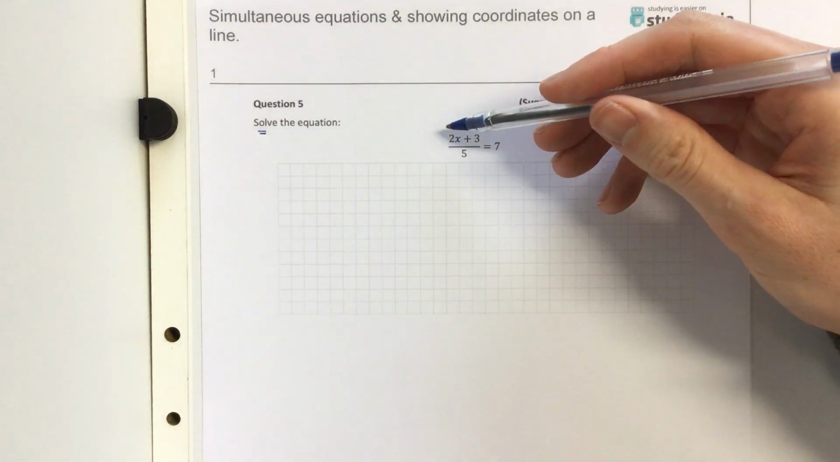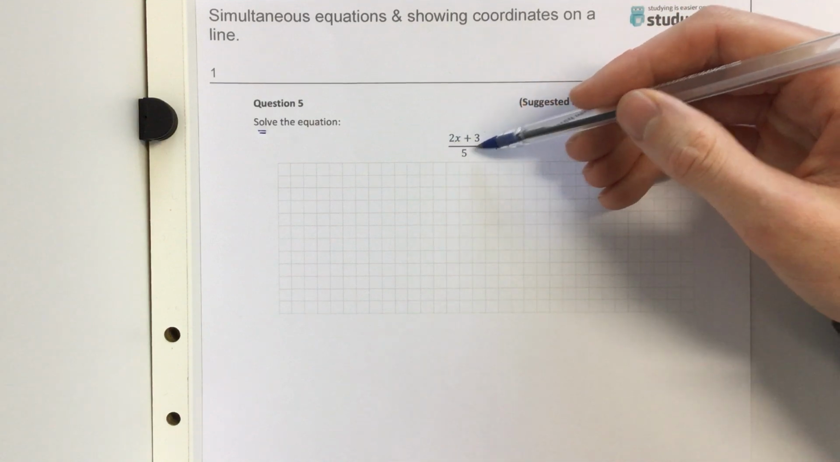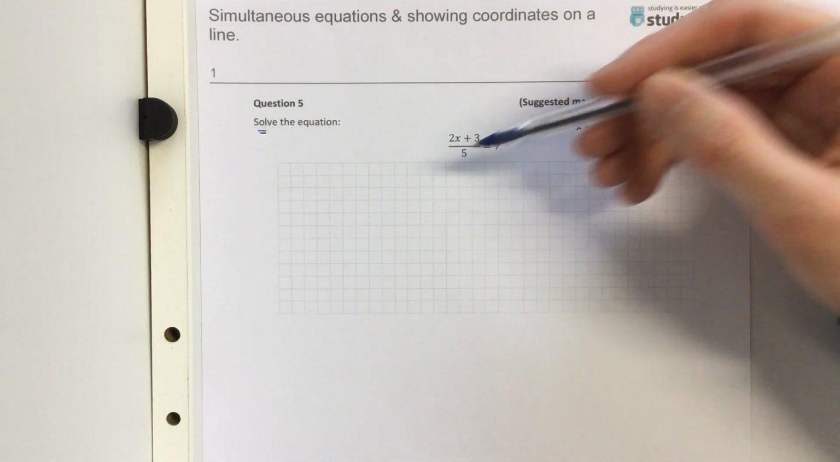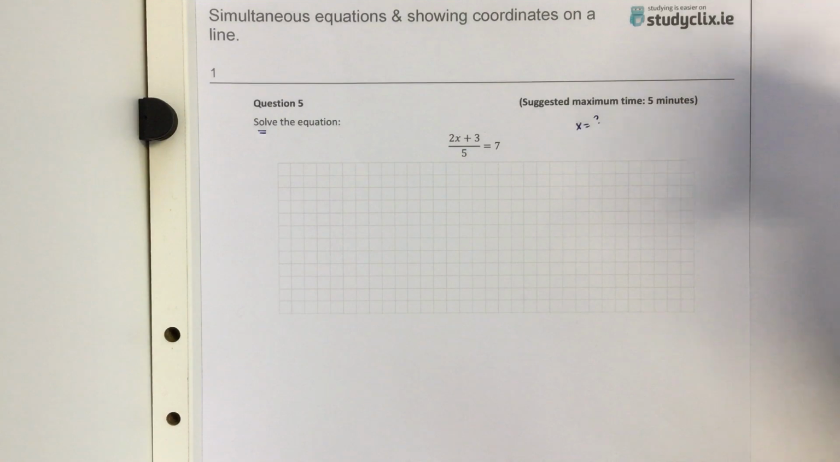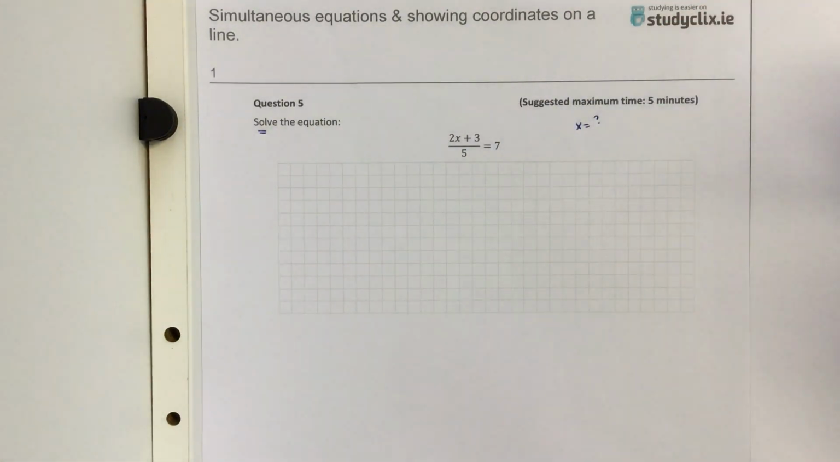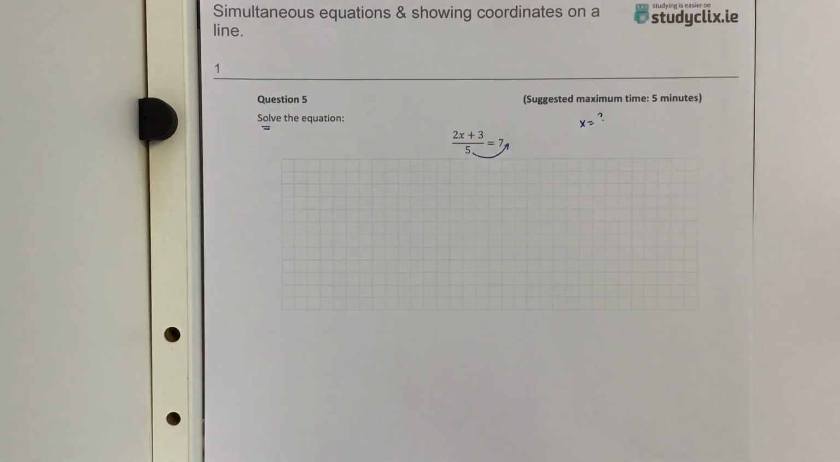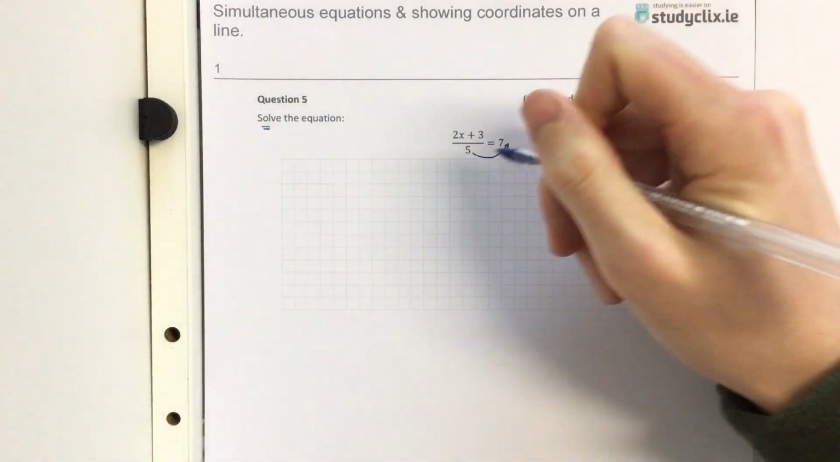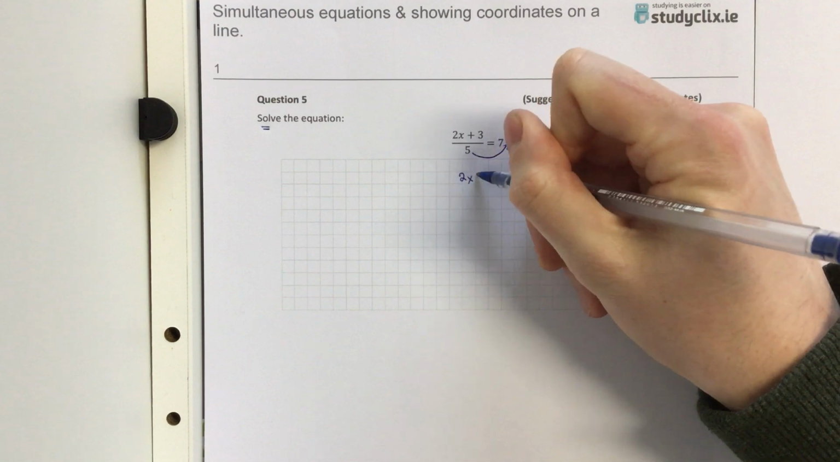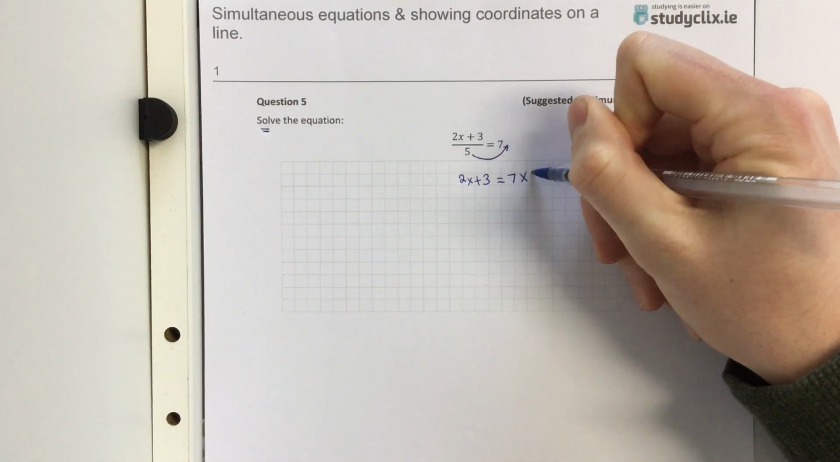It means the expression 2x plus 3 is being divided by 5 on this side. So if I multiplied both sides by 5, I could get rid of the fraction. Or the shorthand way we would have looked at in second year is bring the 5 across, and instead of dividing, we multiply. So this now becomes 2x plus 3 equals 7 multiplied by 5.